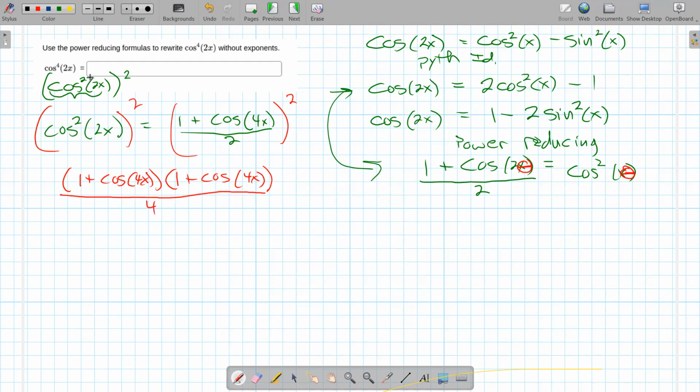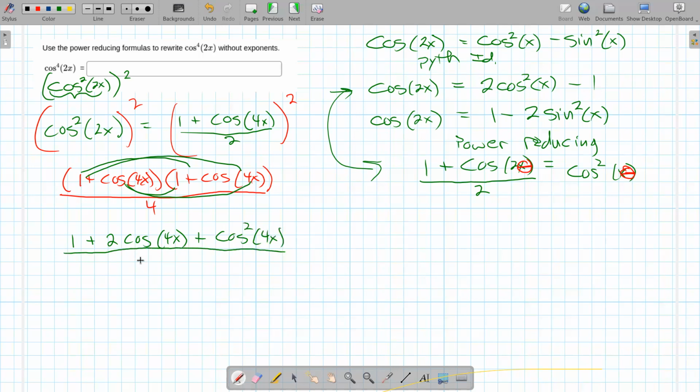Distributing across the numerator, we're going to get a 1. And then we're going to get a 1 times cosine of 4x. But here we're also going to get a 1 times cosine of 4x. So that means we're going to have 2 of those cosine of 4x's. And then finally cosine of 4x times cosine of 4x, which is the cosine squared of 4x. That is all over 4.